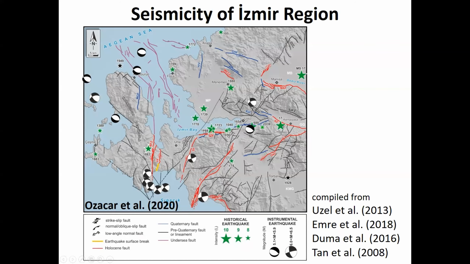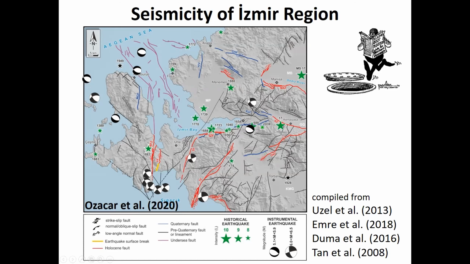The heaviest damage occurred in the 1688 event. It was a very large event and also created some tsunami waves. So you can see in the history of İzmir, earthquake damage is pretty common. And at this point, we have lots of unknowns related to the active faults.